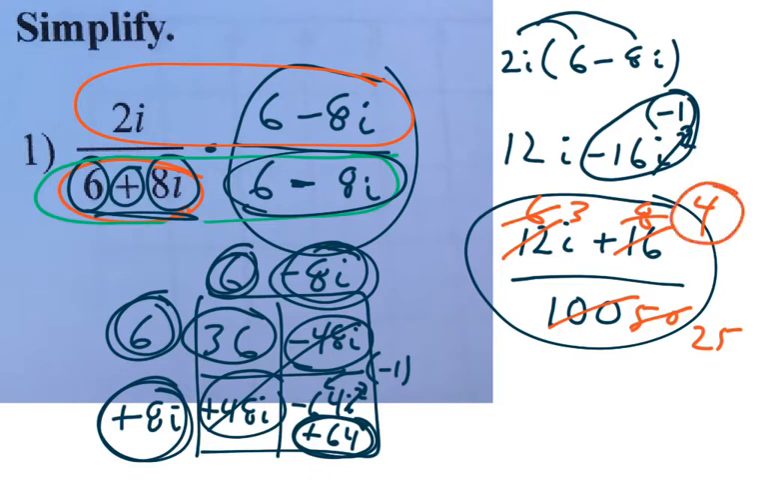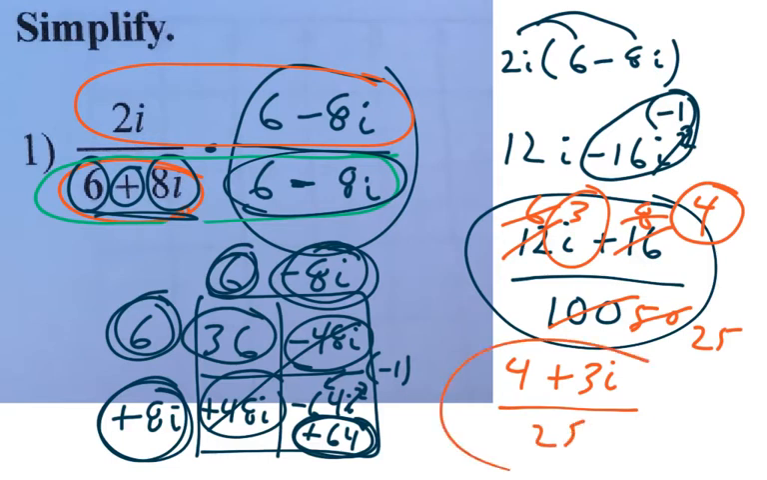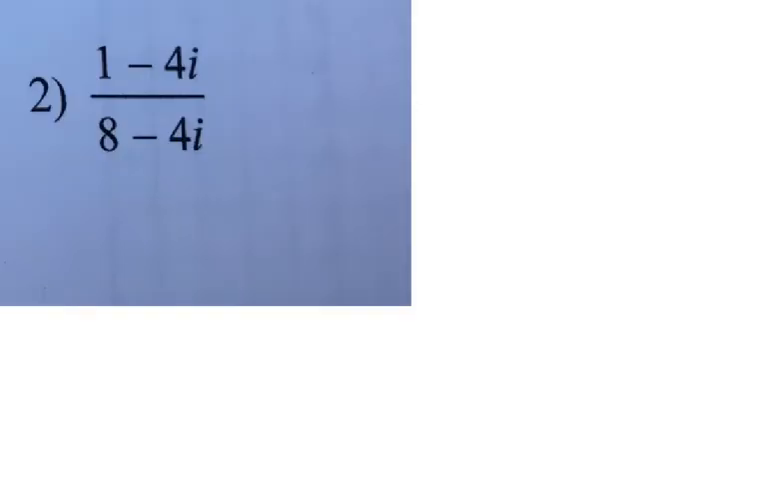Now I'm going to put the real number first. So I'm going to do 4. Don't forget the i. Plus 3i over 25. All right, let's try another one.